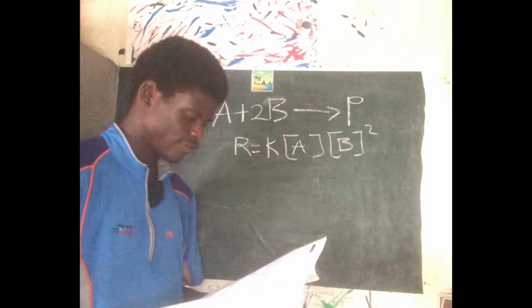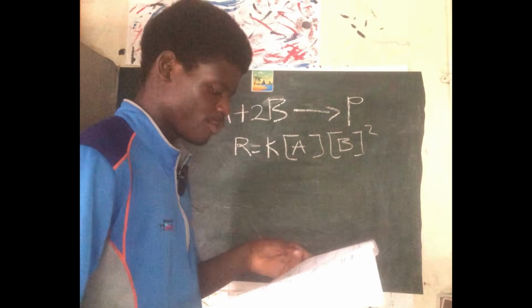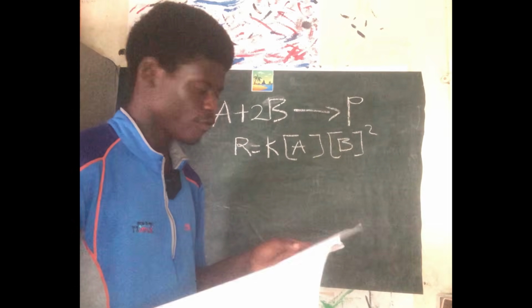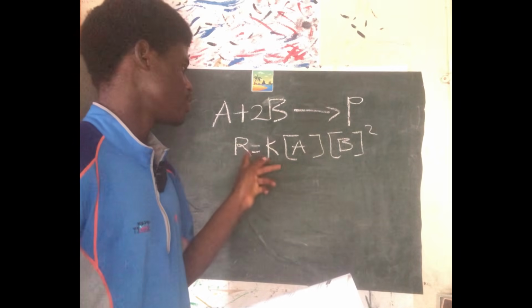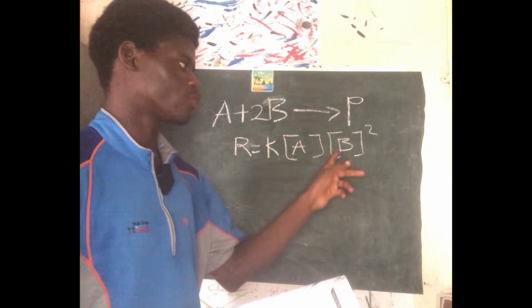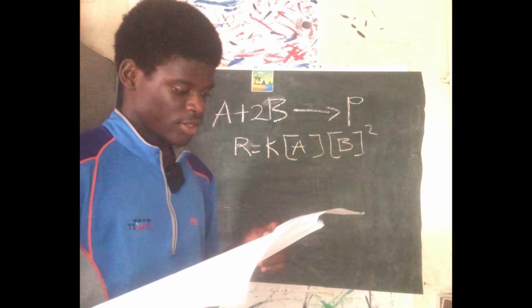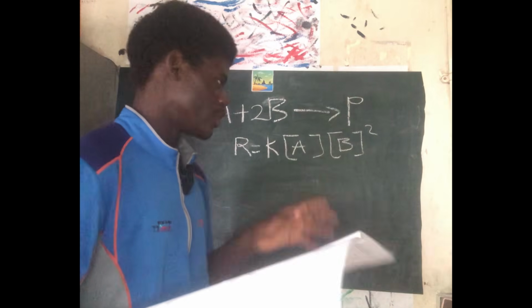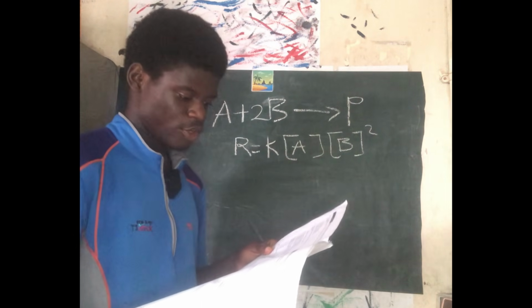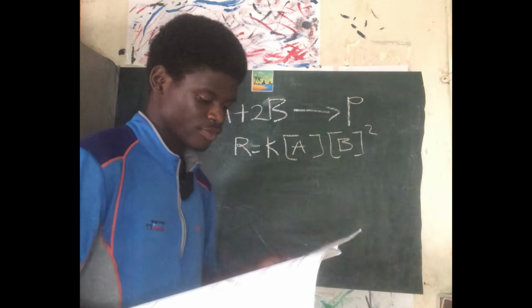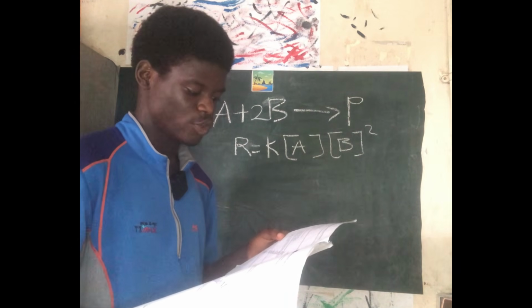So question number 7. They said the reaction A plus 2B giving products has been found to have the rate law R is equal to K[A][B] squared. While holding the concentration of A constant, the concentration of B is increased from X to 3X. That means it is tripled. They now said predict by what factor the rate of reaction increases.